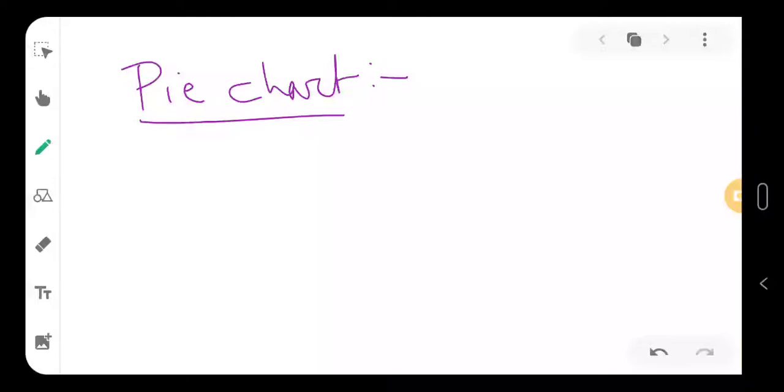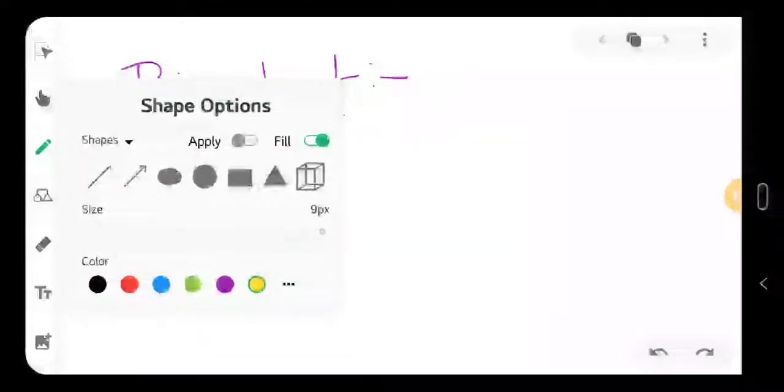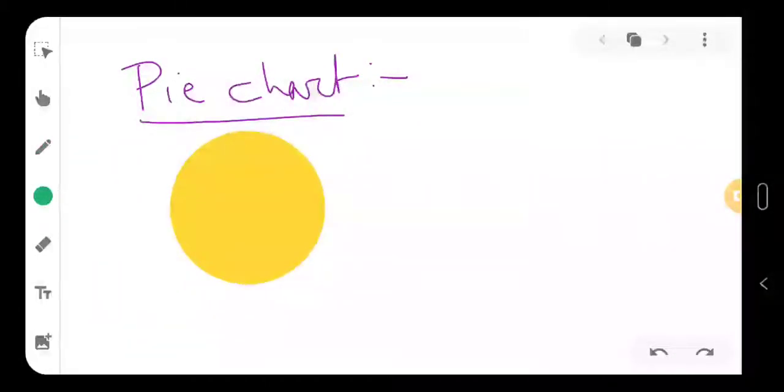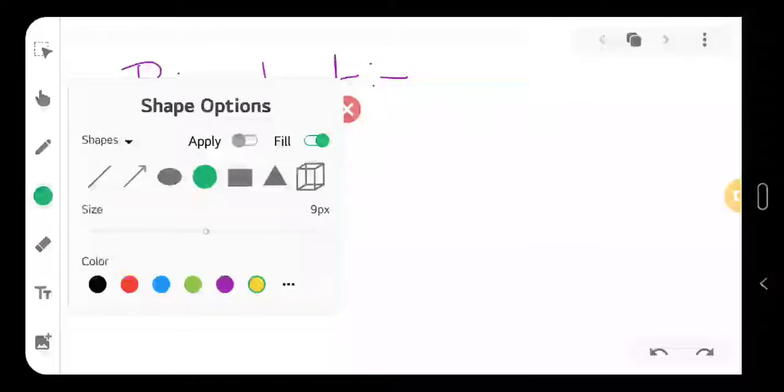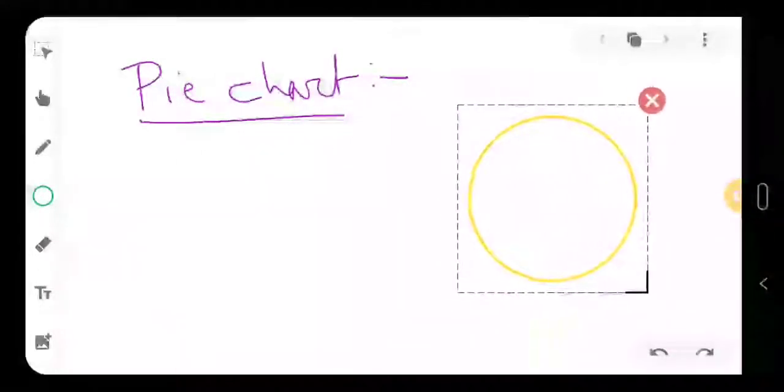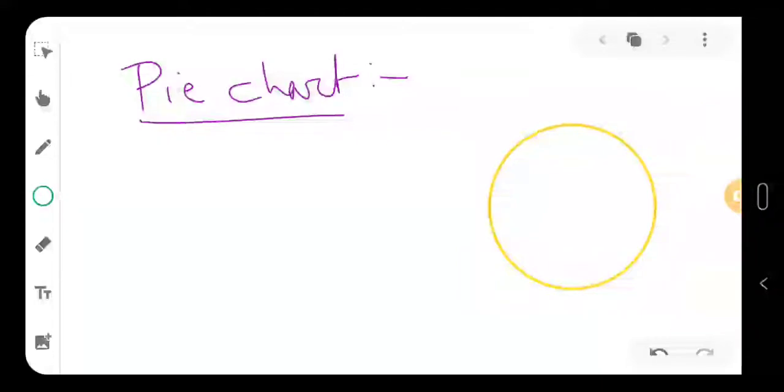Now we know that what is a pie chart? The term pie is a kind of food, right? And the food looks like a circle, like this. So if we have a circle like this, and I want to show in that circle some sectors, which will define different activities that I have done, let's say. So it's kind of pizza, you can say.